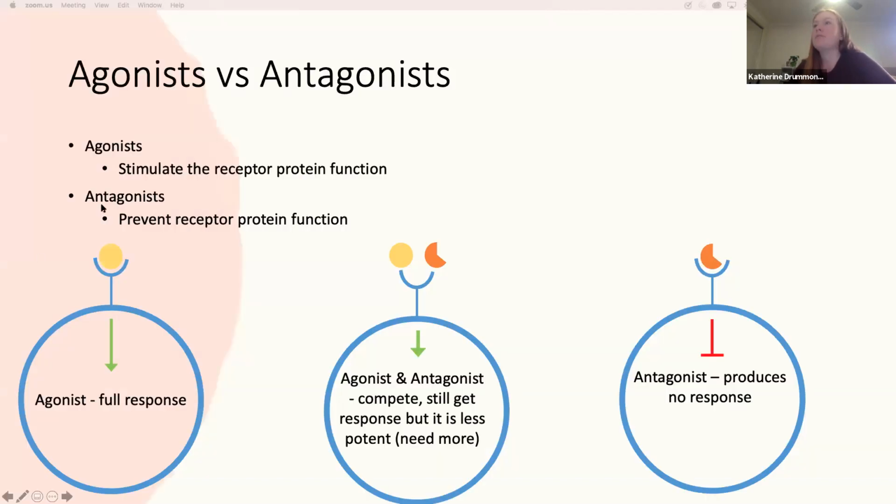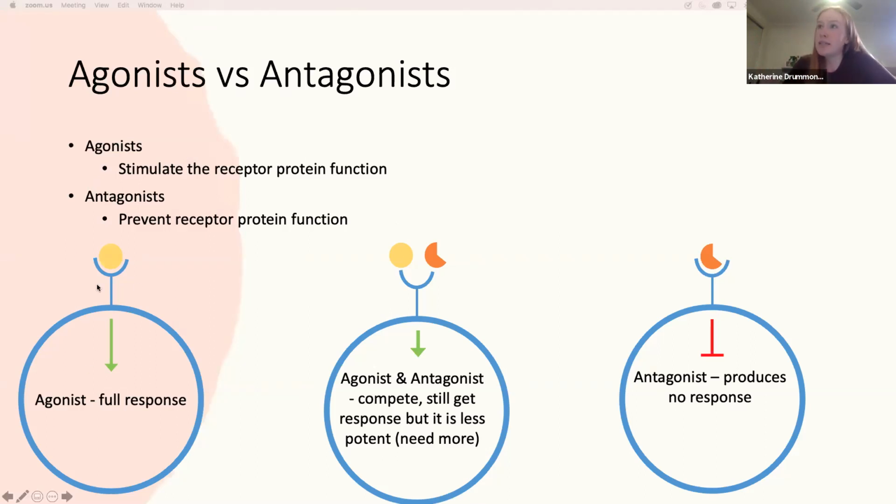Okay. Before I move on, I was just going to quickly outline the difference between agonists and antagonists. I pulled this mostly from your lectures, but agonists stimulate the receptor protein function. So when you release an agonist into the system, if it binds to the receptor, it's going to do what that receptor is supposed to do. It's going to encourage the receptor to carry out its response, whereas antagonists will prevent any receptor function.